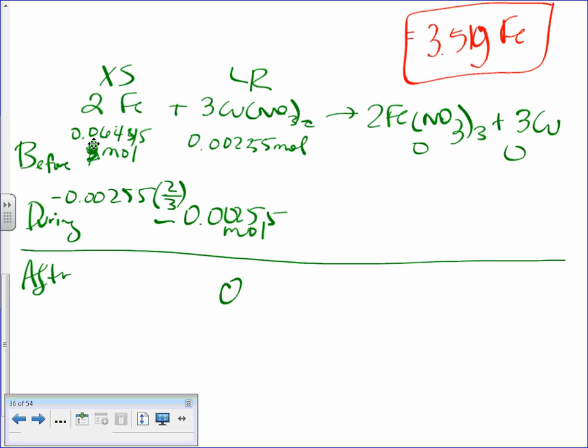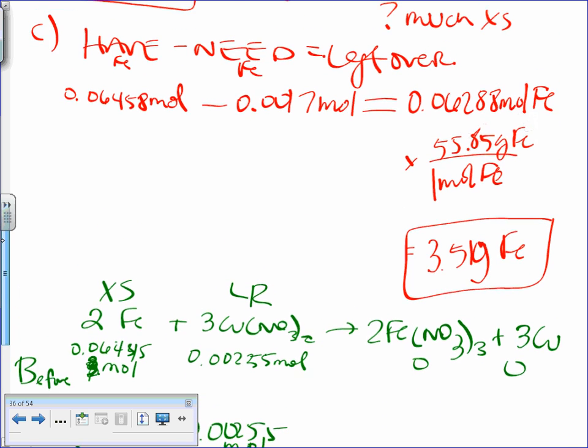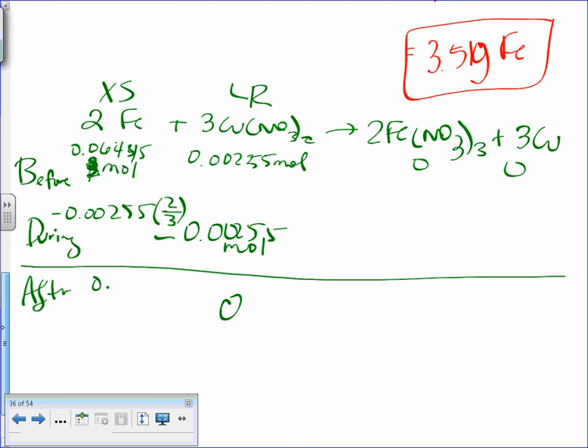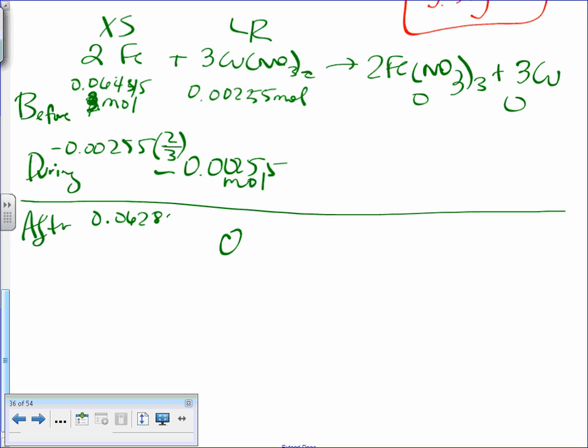So tell me how much is left here. You don't have to calculate it. You have it on your paper. How much of excess is left over? 0.1. Tell me in moles. I can scroll back up. We did that number, subtracting that number. Is that how much you guys got? Right? 0.06288. Okay, so 0.06288 moles excess.